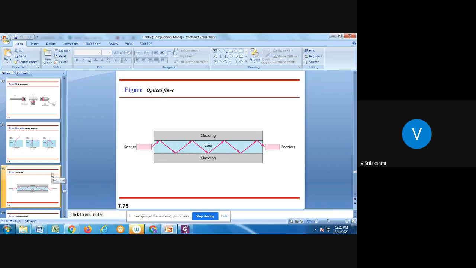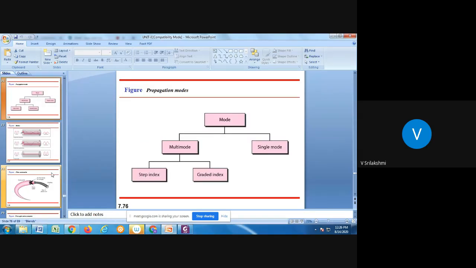Now coming to the propagation modes. That means, when you are sending the data through this cladding using optical signals, what are the different propagation modes we have? Propagation mode is nothing but how you are sending the data. Here we can classify the propagation modes mainly into multi-mode and single mode. Again, the multi-mode has a sub-classification as step index and graded index. We will see them one by one.